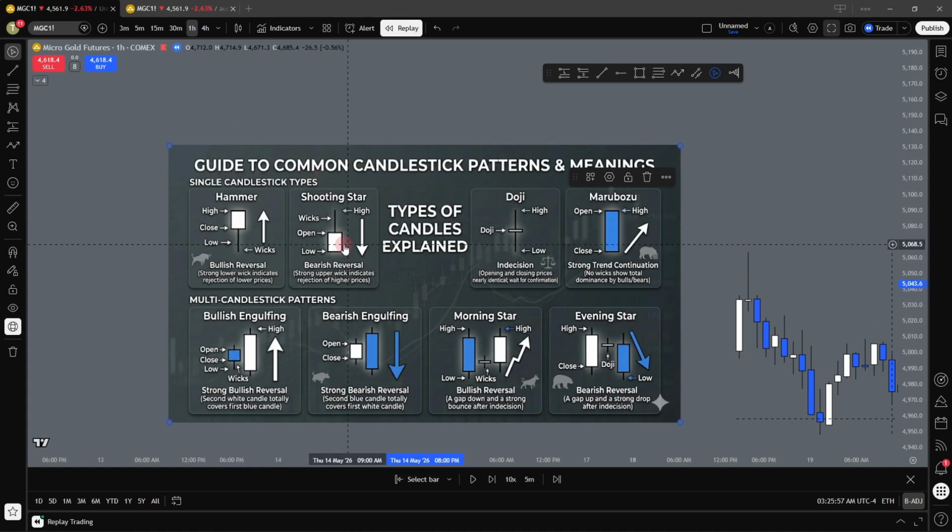Here, price opened. This is more accurate. Price opened, and it came down. Now, this candle is bearish. Why? As you can see, it says bearish reversal. Why is it bearish? Because price closed below where it opened. And it was once up here leaving its damage, which is the high wick.